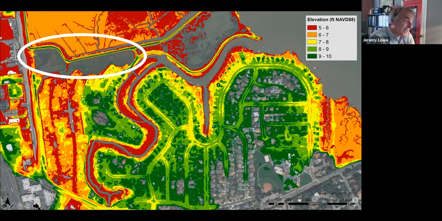We need to look for the best opportunities to provide protection and to adapt to sea level rise in these constrained settings. And these issues are not in the future, they are happening now. So next slide, please.